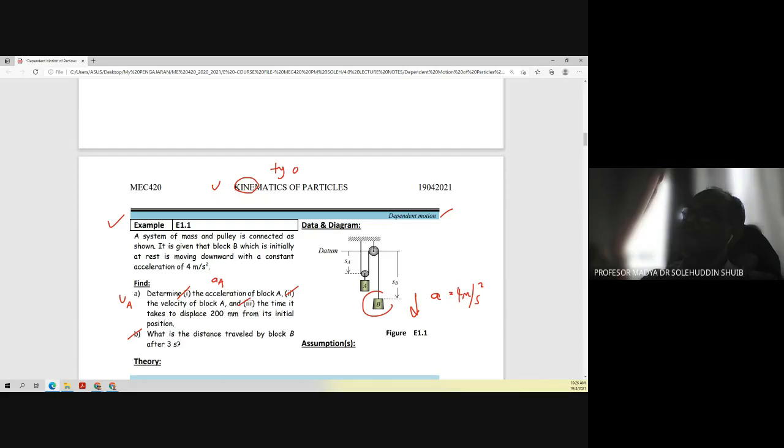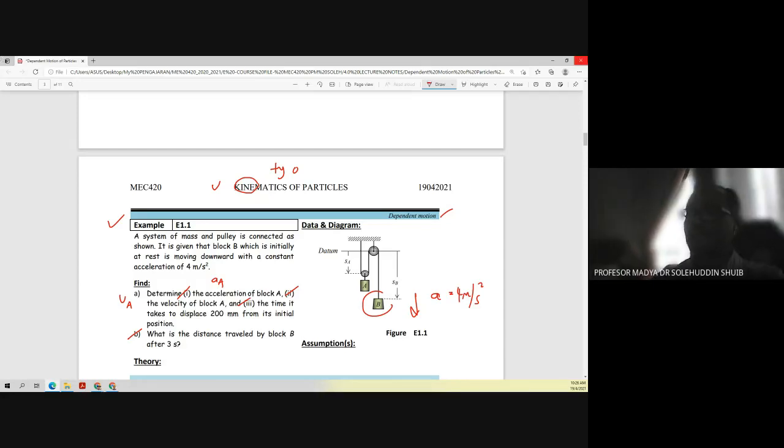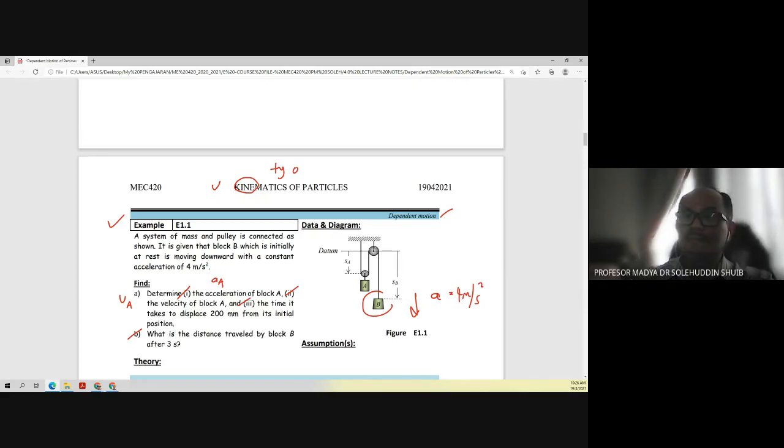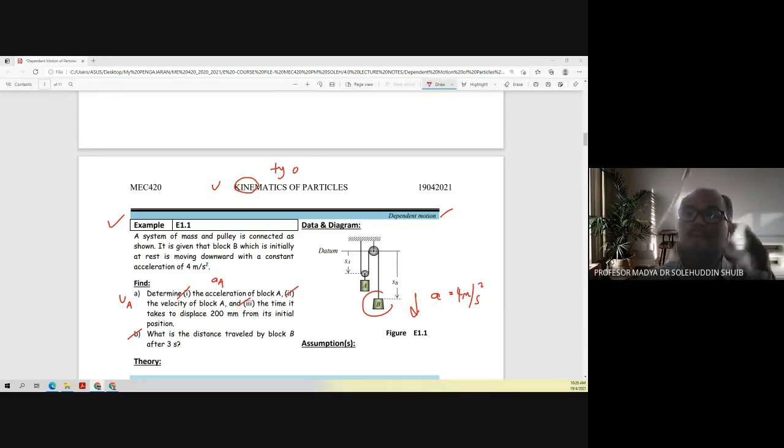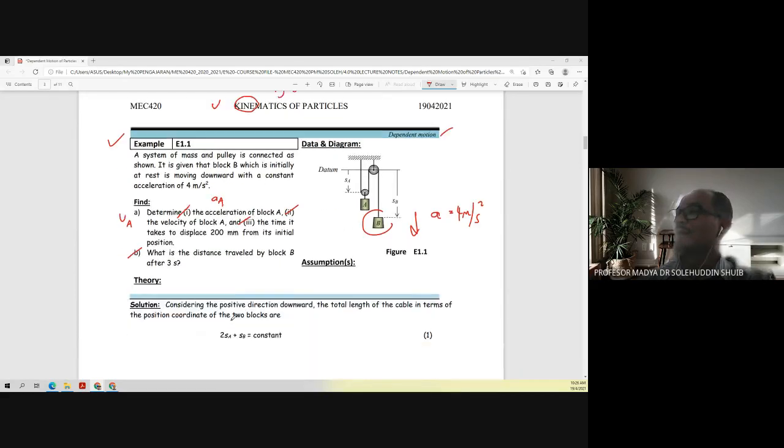Distance travelled. The thinking part. I want you to try to think about it. Get the acceleration. We relate with the theory first.